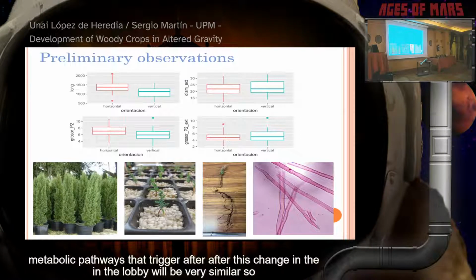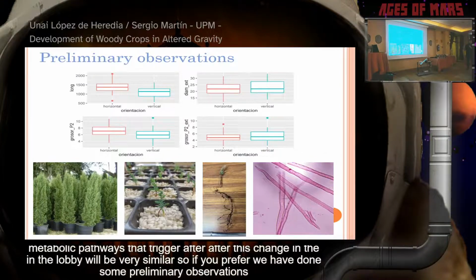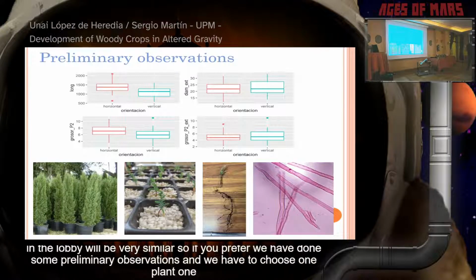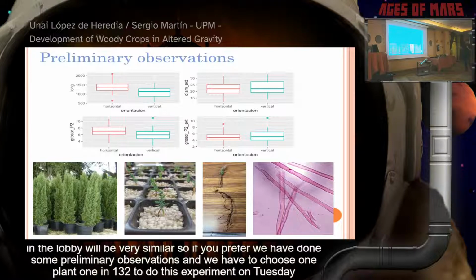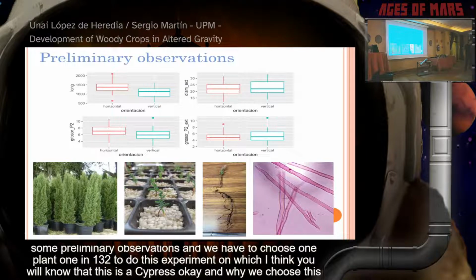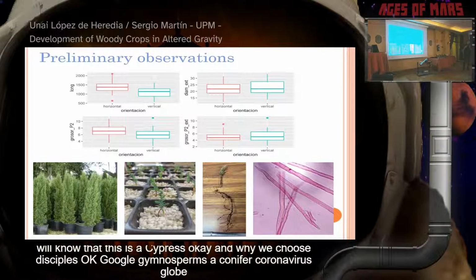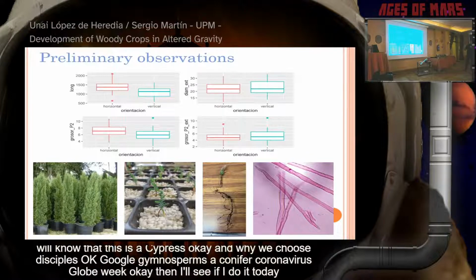So to test the clinostat functioning, we have done some preliminary observations, and we had to choose one plant, one tree, to do this experiment. And we chose this species here. I think you all know that this is a cypress. And why did we choose this cypress? This is a gymnosperm, it's a conifer. Conifers grow quick. They are trees, but they grow relatively quick.